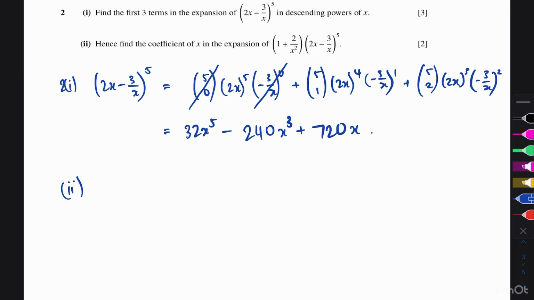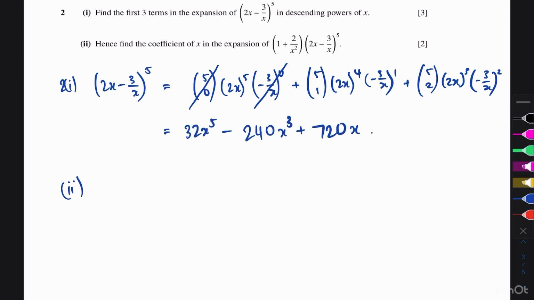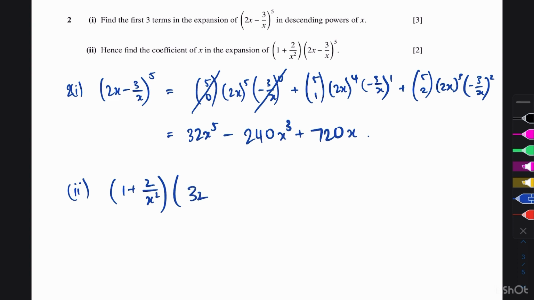Okie dokie. So basically you can see that the equation in the top part is the same as the one here. So they made us expand it a little bit so that we can use this in this. So what I'm going to do is just write out 1 plus 2 over x squared. And then I'm going to write this out in the second bracket. 32x to the power of 5 minus 240x cubed plus 720x. And we want to find the coefficient of x.